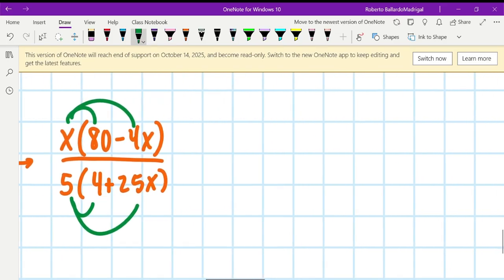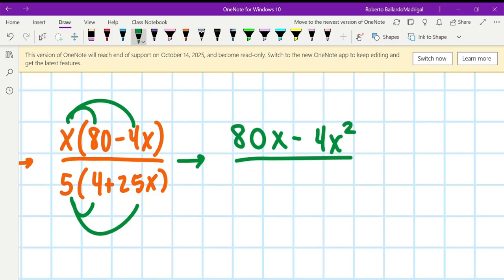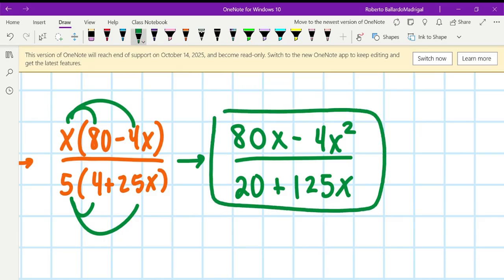Well, x times 80 is going to give me 80x. And x and -4 gives me -4x squared. 5 and 4 makes 20. 5 and 25 makes 125x. And this is good. This will be our final answer.